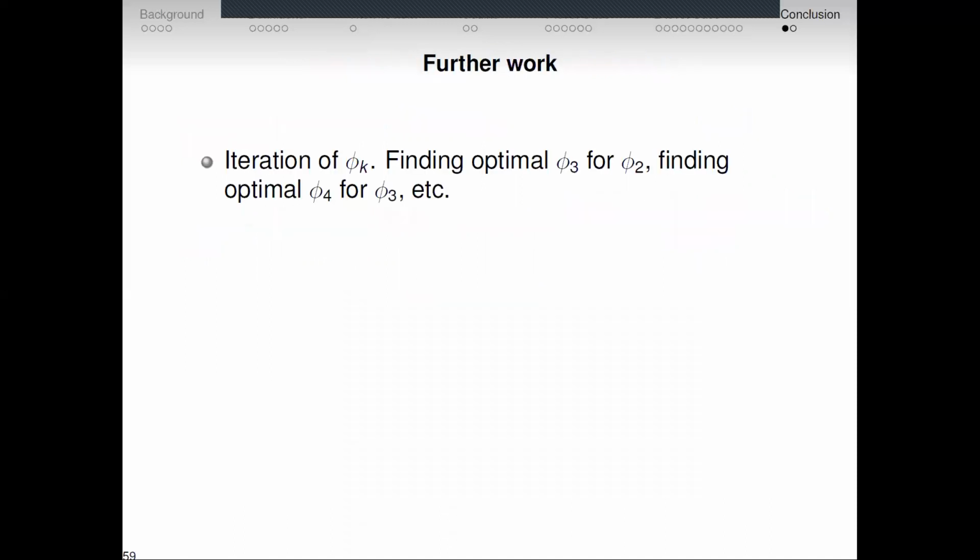So there's further that we can do. There's a particular reason why we chose this subscript notation for phi k. First we found the optimal phi 2 for phi 1. And the question becomes, well, what happens when we find the optimal phi 3 for phi 2? The suspicion is that this should converge to some kind of local minimum, and ideally perhaps a global minimum.